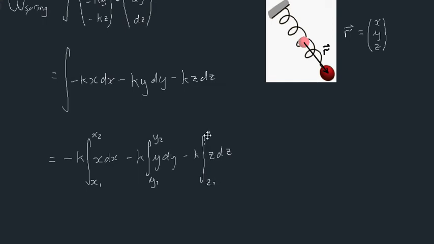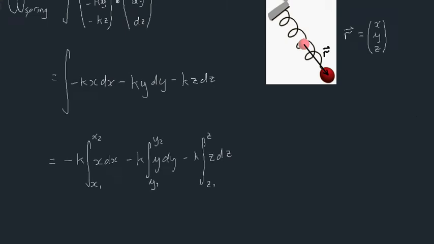It basically says that if your ball is located at some arbitrary position x1, y1, z1, and then it goes to another arbitrary location x2, y2, z2, what is the work done? And it turns out that it's going to be equal to this beast right here. But maybe we can simplify this a little bit more.